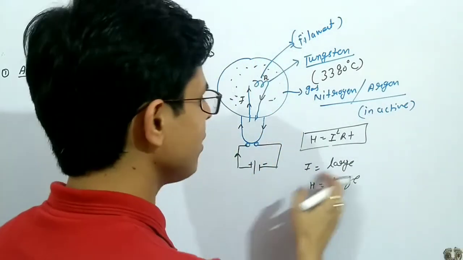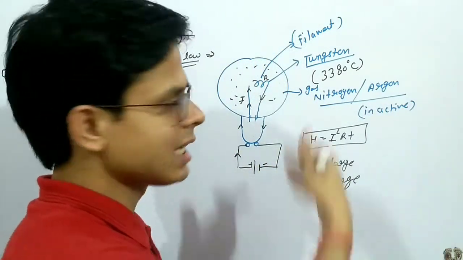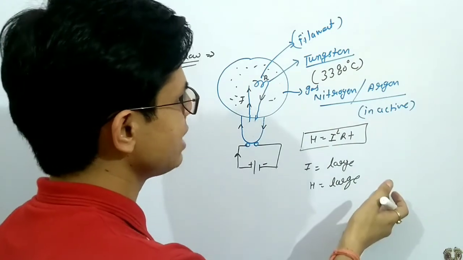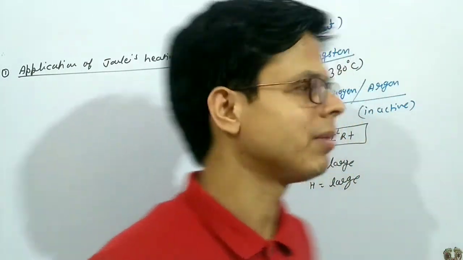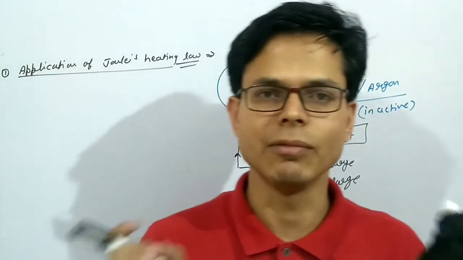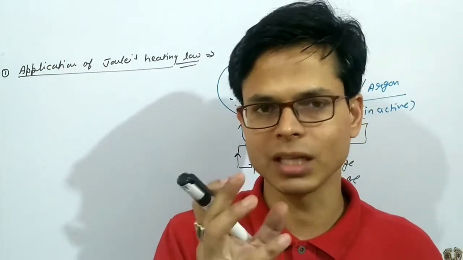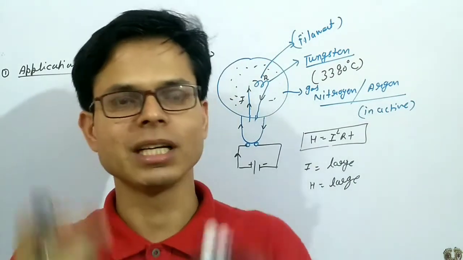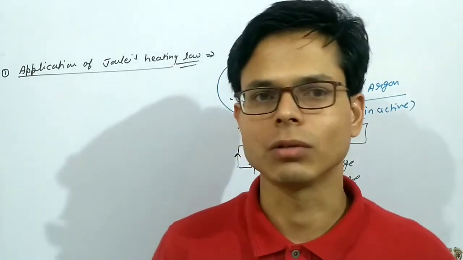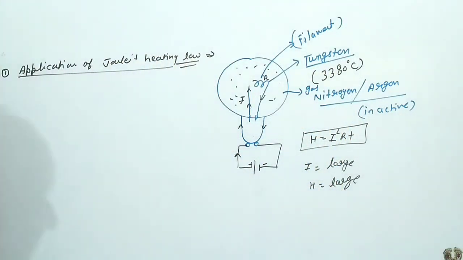But when a large current flows through the bulb, large energy will be produced, and the wire will melt. When the tungsten filament melts, the circuit will break, and we will say that the bulb is fused. आपने देखा होगा जब बल्ब फ्यूज होता है तो उसका फिलामेंट टूट जाता है ना. जब घर पर हम देखेंगे बल्ब फ्यूज होता है तो उसका एक फिलामेंट टूटा होता है. तो दिस इज वर्क ऑन द प्रिंसिपल ऑफ Joule's heating law.